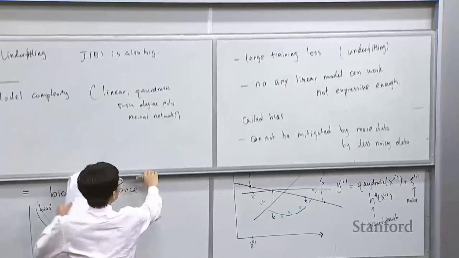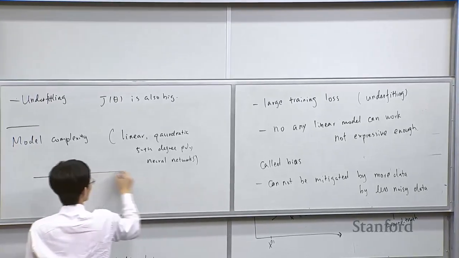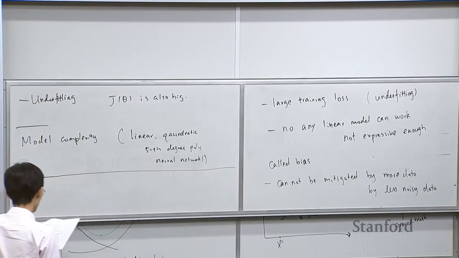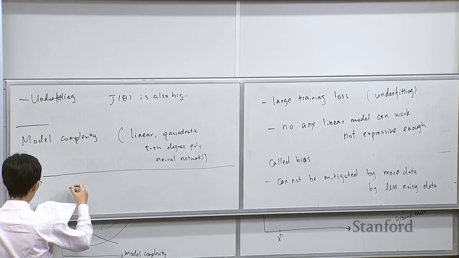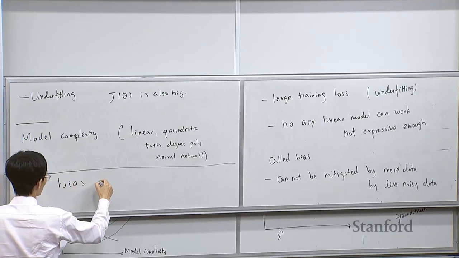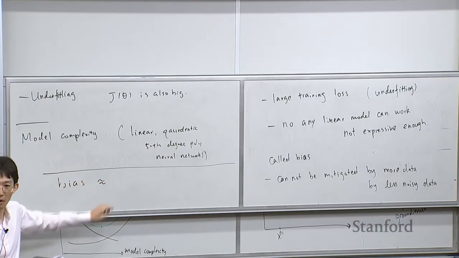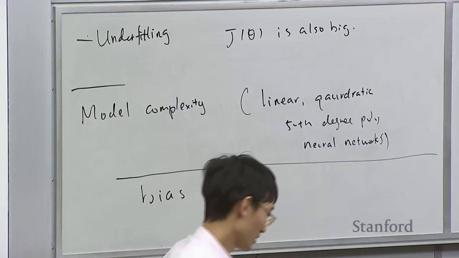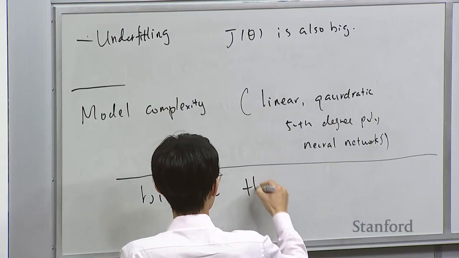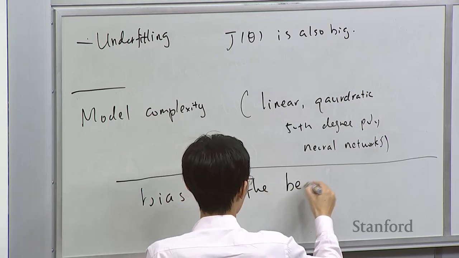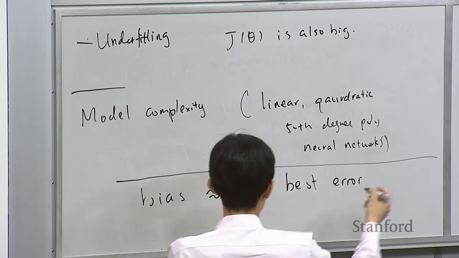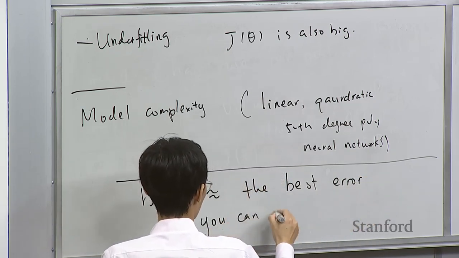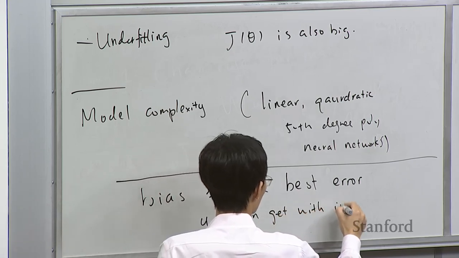So that's the typical situation where you have a large bias. Here I'm only talking about some characteristics of having a large bias. Mathematically, one way to define bias, and there's some approximation here depending on what exactly your model is, but roughly speaking, is the best error or loss you can get with even infinite data.